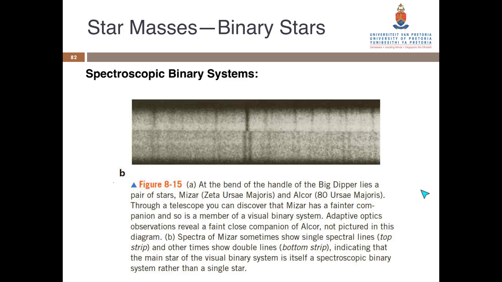So in image B, the spectra of Mizar sometimes show a single spectral line at the top, and other times show double lines at the bottom, indicating that the main star of the visual binary system is itself a spectroscopic binary system rather than a single star.